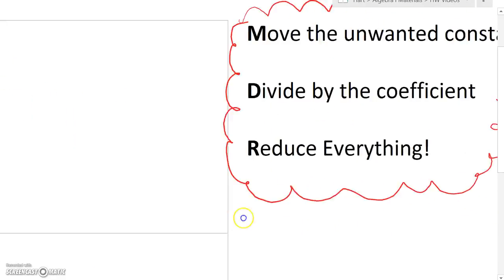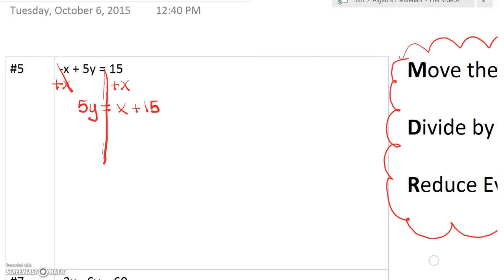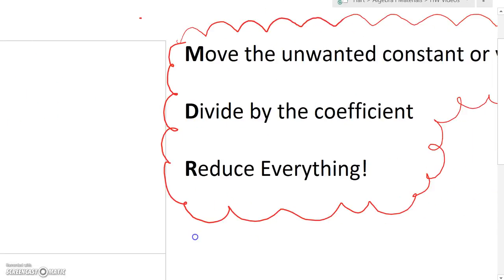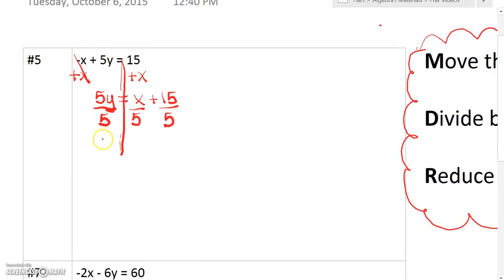Okay, our next step over here is to divide by the coefficient. So the coefficient of y is 5, so I'm going to divide everything by 5. And then our last step is to reduce everything. So if I reduce, these 5's cancel and all I have left is y.